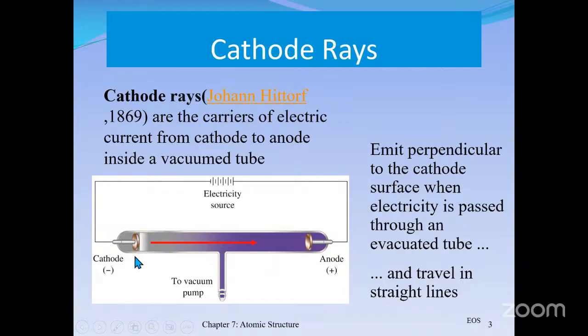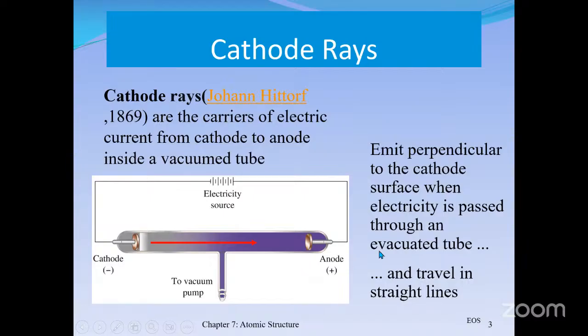You have two electrodes. Both electrodes are connected to an electricity source, right? This electrode is the cathode, it's negative, and this electrode is the positive electrode known as the anode. When the switch is closed, what was observed was that a stream of particles was emanating from the cathode and moving towards the anode. And this was something new.